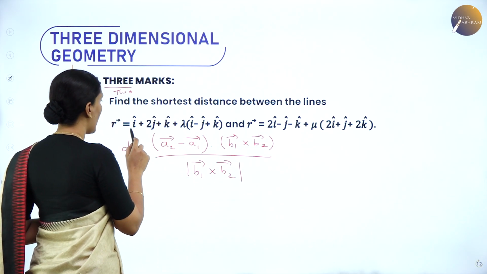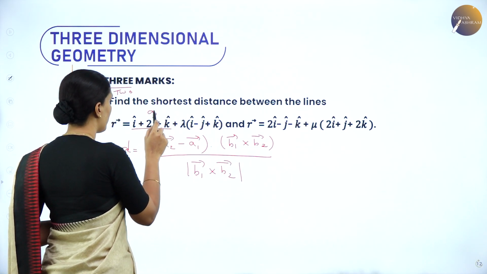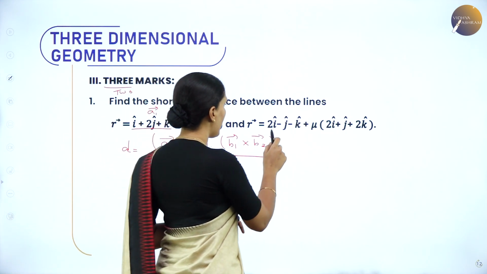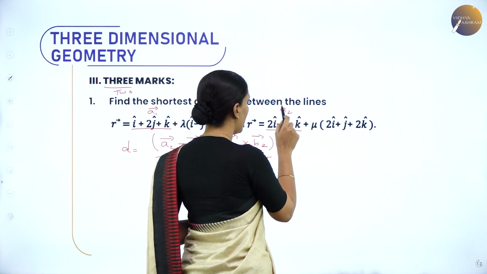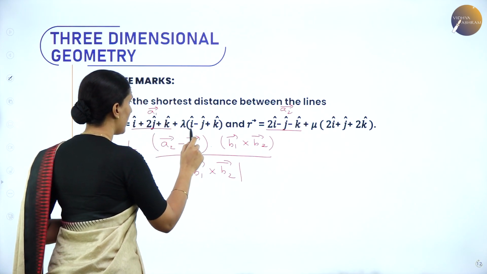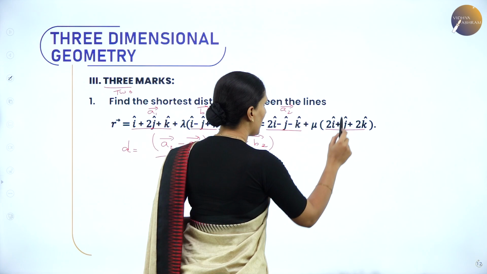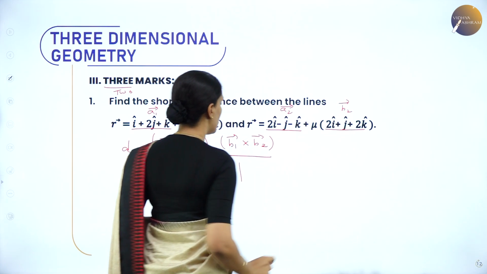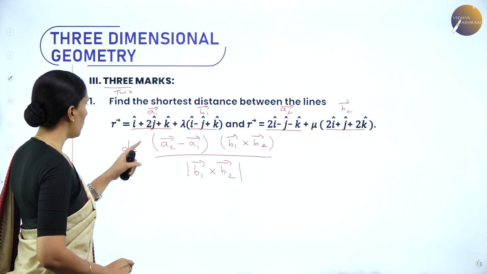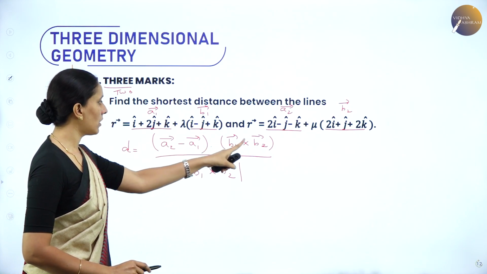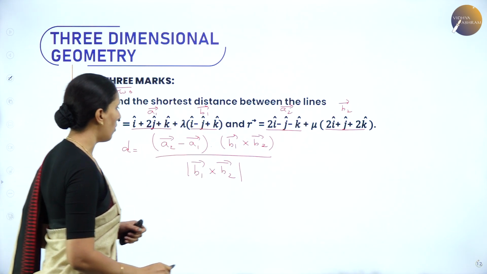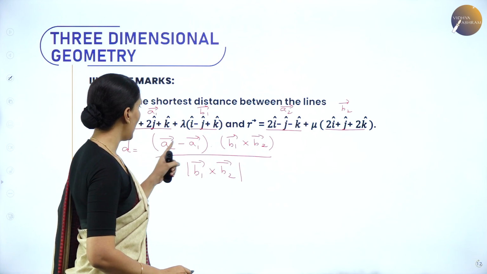And here, i plus 2j plus k is vector a1 and 2i minus j minus k is vector a2. Similarly, i minus j plus k is vector b1 and 2i plus j plus 2k is vector b2. So substituting in this formula, we will get (a2 minus a1) dot (b1 cross b2) in the form. So first let us take a2 minus a1.